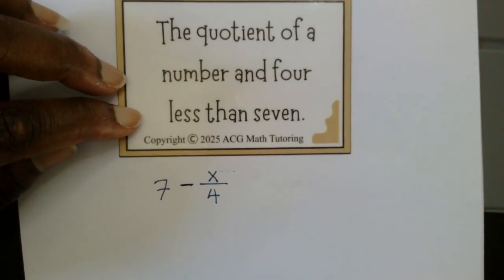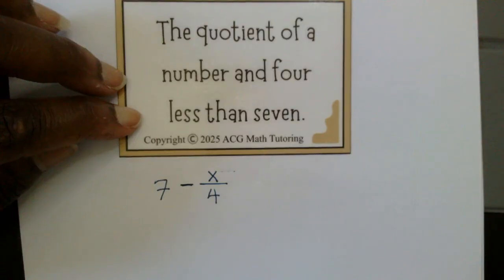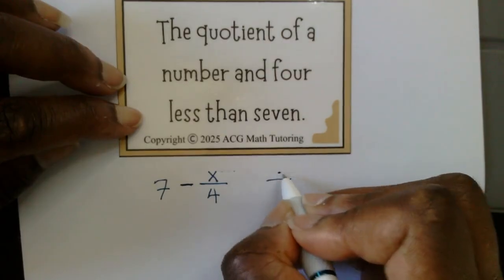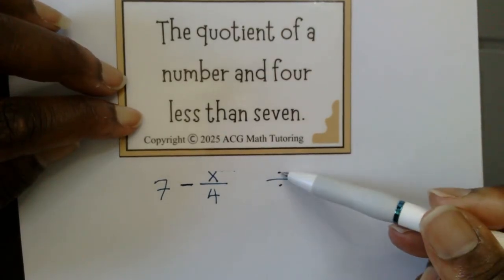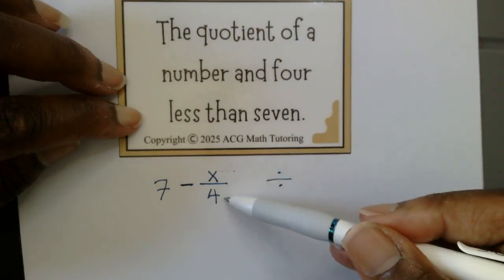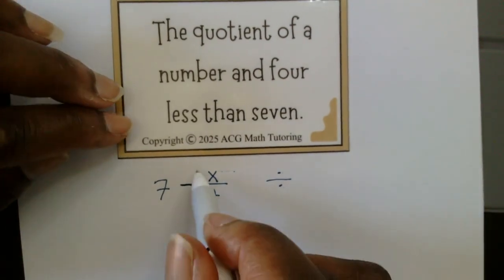So yes, ratios are fractions. Okay, when you see a division sign and it usually has like the two dots, these dots are supposed to represent your numerator and denominator, just like your x and your 4. Okay, so this is your answer for this one.